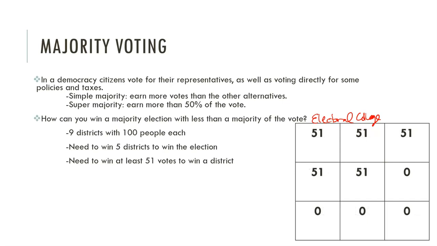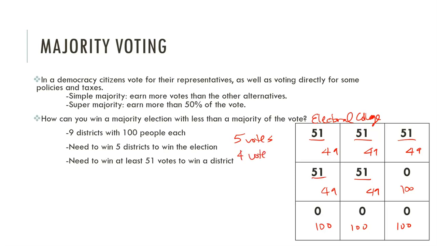Now, depending on how the people are separated, it could be that you have 51 people who vote for you in 5 districts, and the other side gets 49 votes in each of these. Very close race. And the other 4 districts, you have all 100 people voting for the other side. But the way this works out is that this person gets 5 votes. And the other guy, even though he has way more individual votes, gets 4 total of the votes.